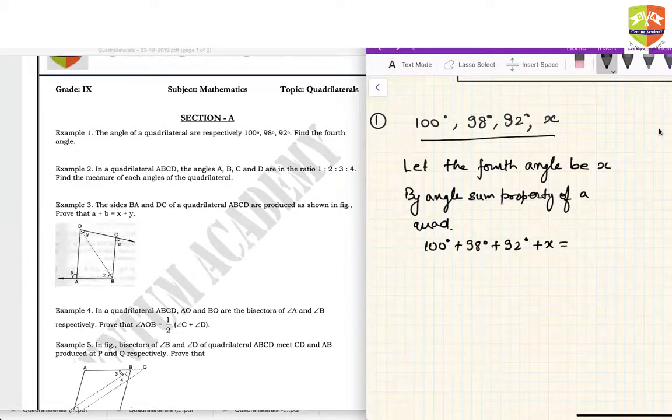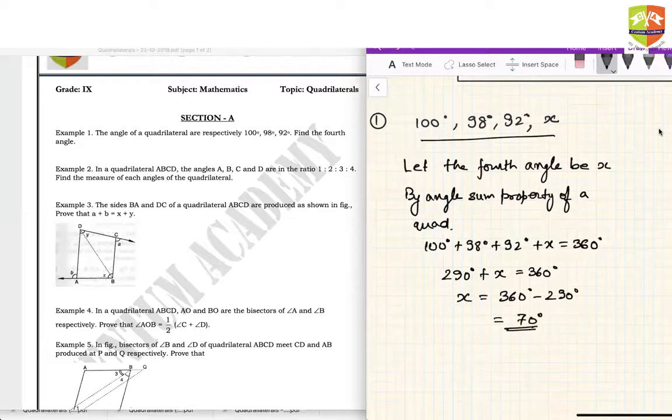Okay, so hence what will you write? You will write 100 plus 98 plus 92 is 290. So 290 degrees plus X is equal to 360 degrees. So X is equal to 360 degrees minus 290 degrees, which is equal to 70 degrees. This is the answer. So the fourth angle is this.